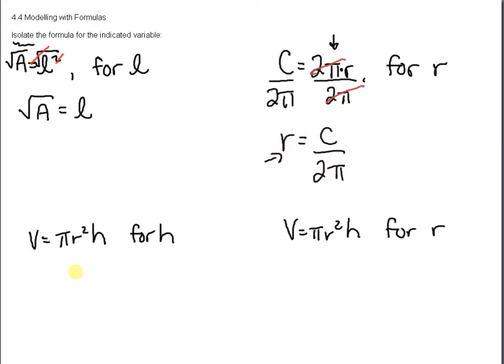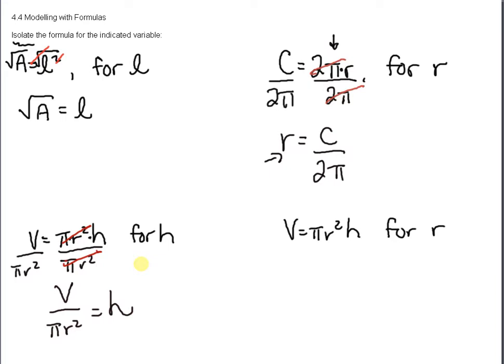Okay, now volume equals pi r squared h. So we know that all of these are multiplied. Okay, so let's divide by pi r squared to isolate for h. We can see that this pi r squared and this pi r squared cancel out, and now we have h all by itself. So we have V over pi r squared equals h.